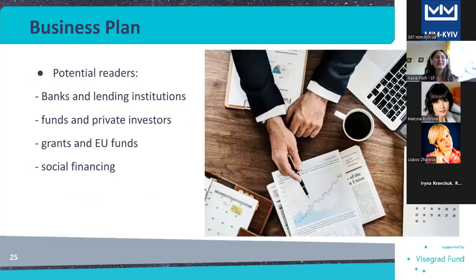Okay, so potential readers of a business plan are banks or lending institutions, funding and private investors, grants and EU funds, and social financing. So basically, people that you can get money from. That's usually the context of a business plan.